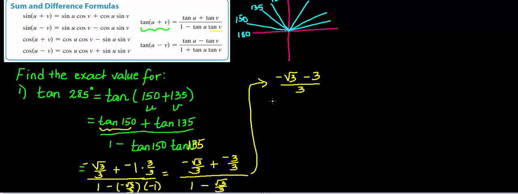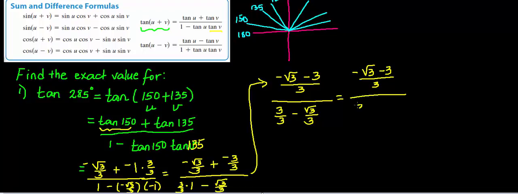And in the denominator, I have a fraction and a whole number, so I'm going to multiply this by 3 over 3 just so that I have common denominators, and this becomes 3 over 3 minus square root of 3 over 3. Again, I'm going to join this under the same denominator, just like I did in the numerator. So negative square root of 3 minus 3, everything over 3, everything over 3 minus the square root of 3 over 3.